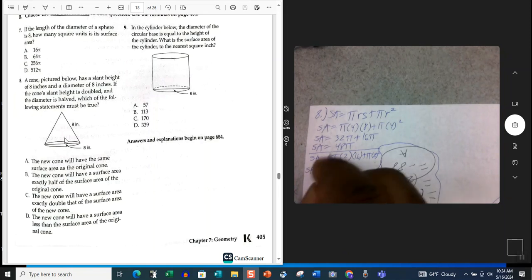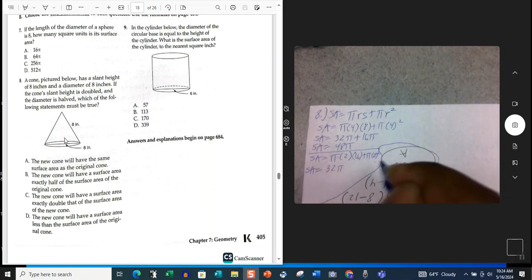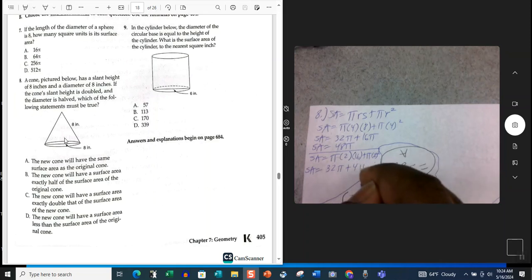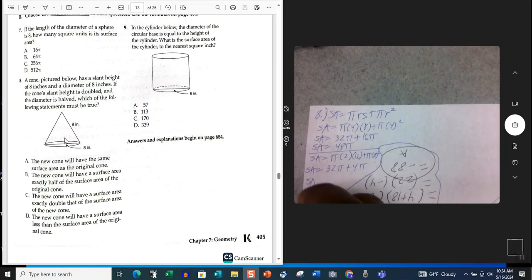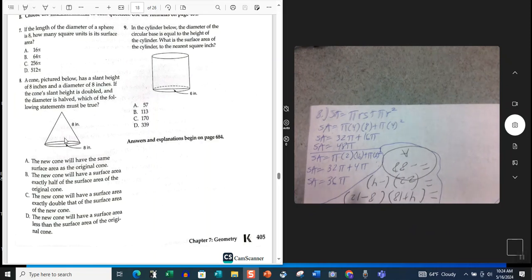So your surface area, 2 times 16 is 32 pi, plus 2 squared is 4, and that's 4 pi. So your surface area would equal 36 pi. So now, what we have here, the original is 48 pi, and then the new is 36 pi. So let's read these selections.